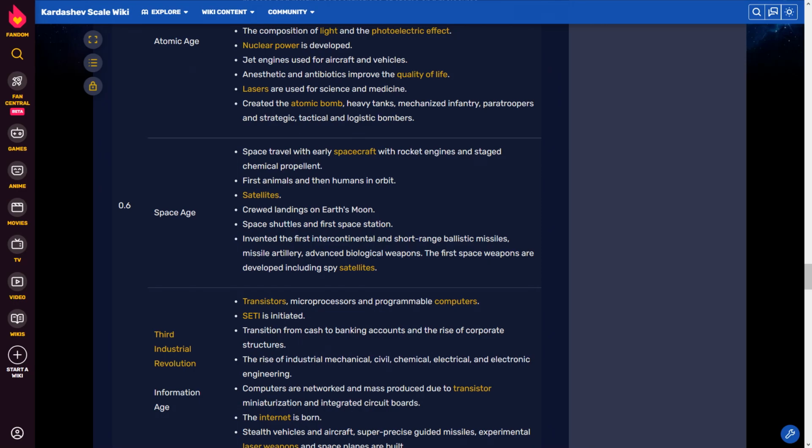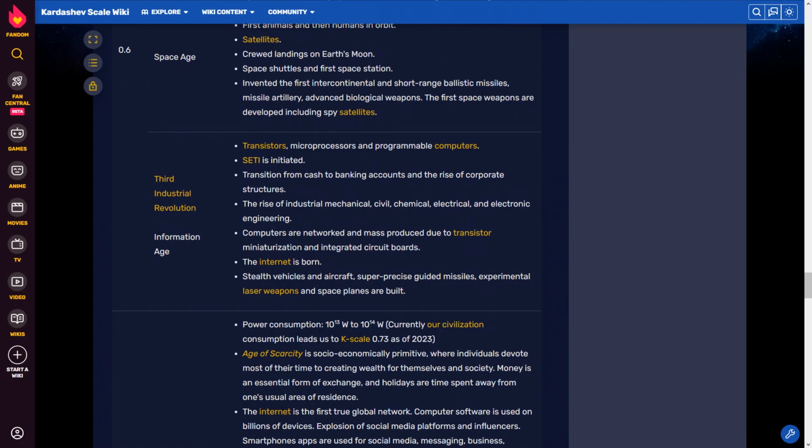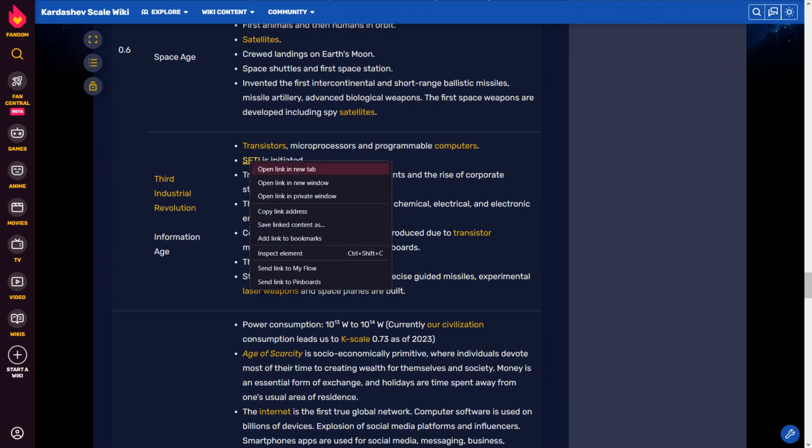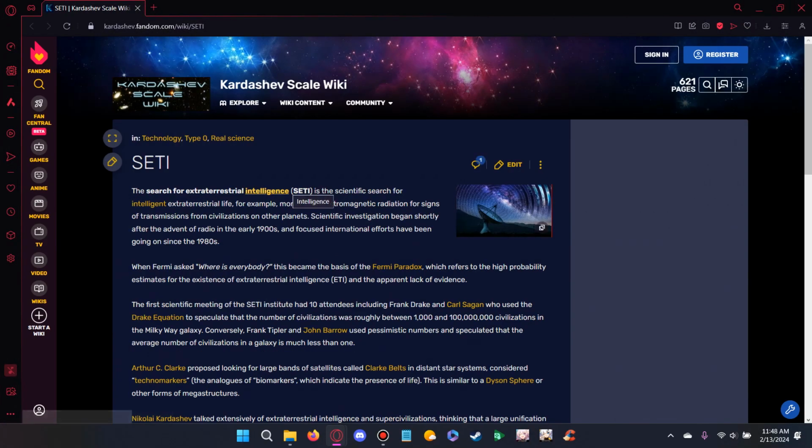The first space stations are developed using spy satellites, including the Third Industrial Revolution and Information Age. Transistors, microprocessors, and programmable computers. SETI is initiated. I am not sure what that is. What is that? The search for extraterrestrial intelligence.